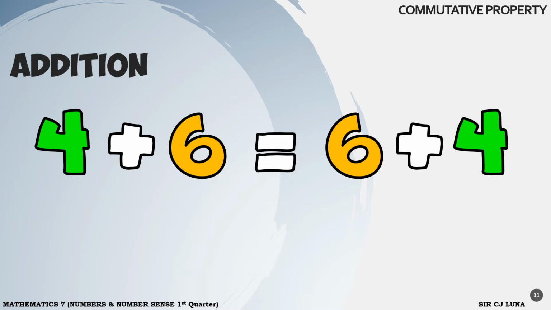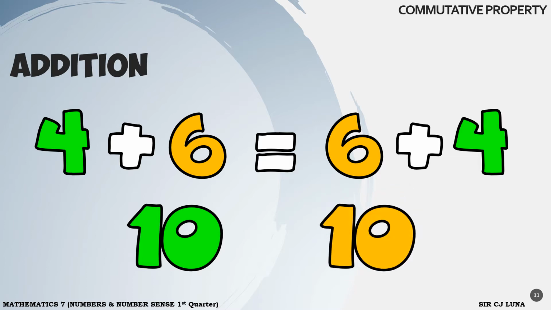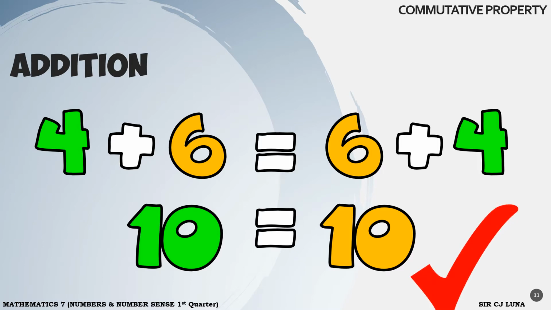What is 4 plus 6? Okay, correct. Equal siya sa 10. How about our right side? 6 plus 4. That's also 10. So, what can you say about our two sums? Okay, correct. They are equal. Ibig sabihin, ang addition ay commutative. Gets po ba? Very good.